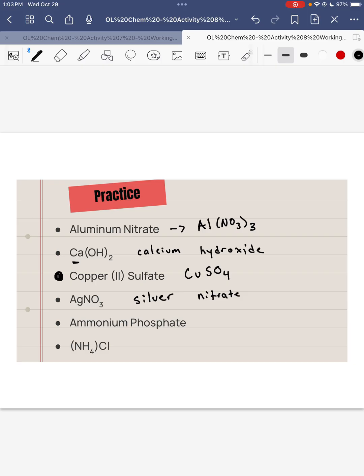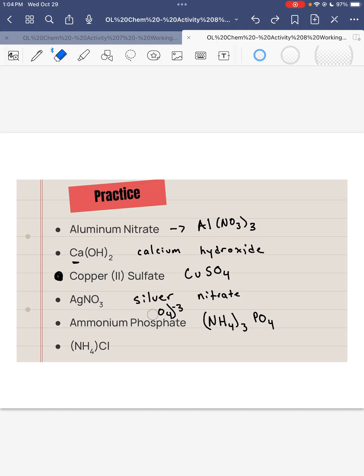Next, another one where I'm going from name to formula. This time I have 2 polyatomics, ammonium and phosphate. Ammonium is NH4 plus 1. Phosphate is PO4 minus 3. So if I keep each of these polyatomics as a single atom, and I do the crossover method, I will get that I have 3 ammoniums and 1 phosphate. Again, this doesn't have to be in parentheses, but it can be. I usually don't write it because that's what most chemists do, I would say.